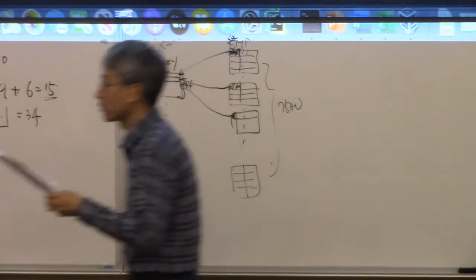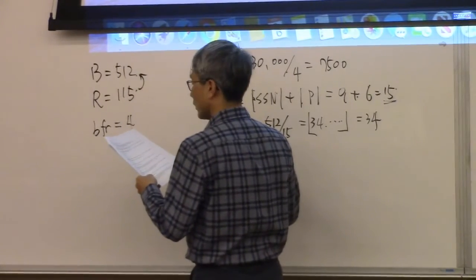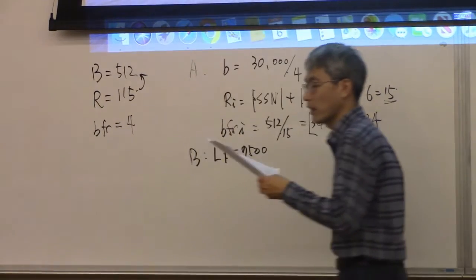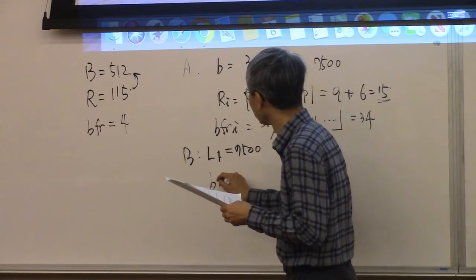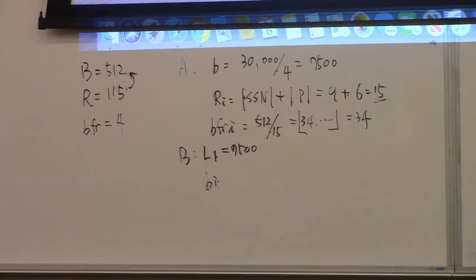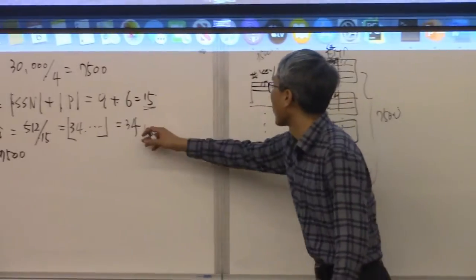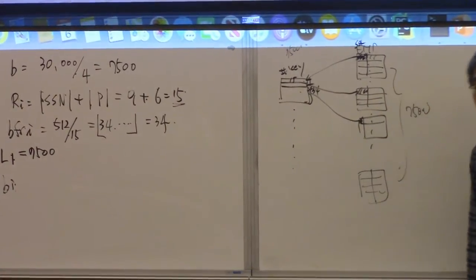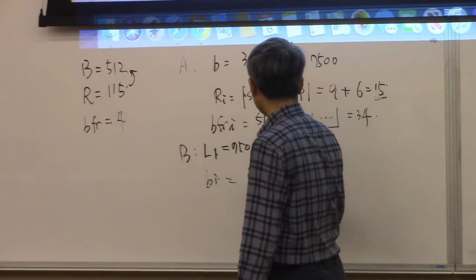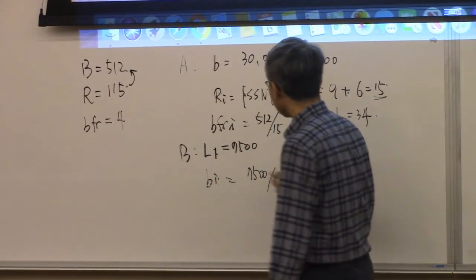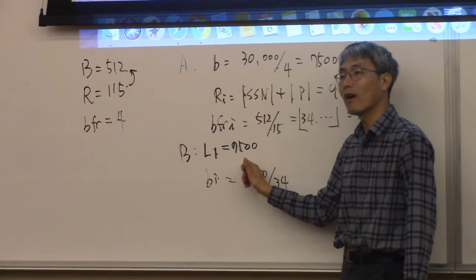So in B, we have 7,500 index key entries. Then calculate how many blocks we need. The index blocking factor is 34, so 34 per block. So in total we have 7,500 divided by 34. So should this be ceiling or floor?